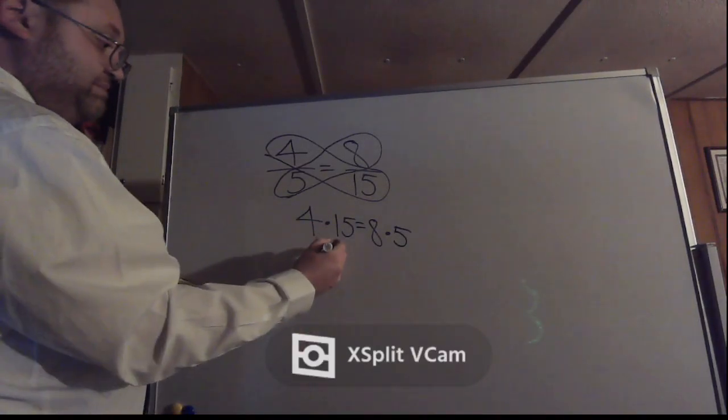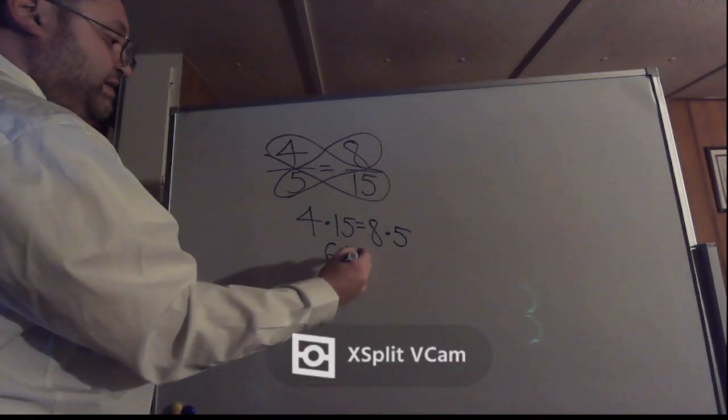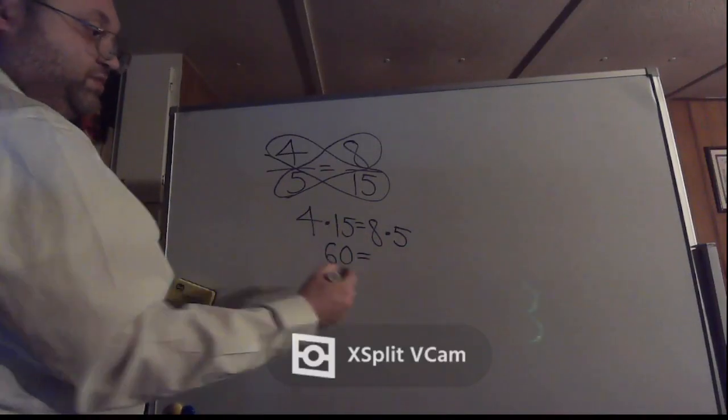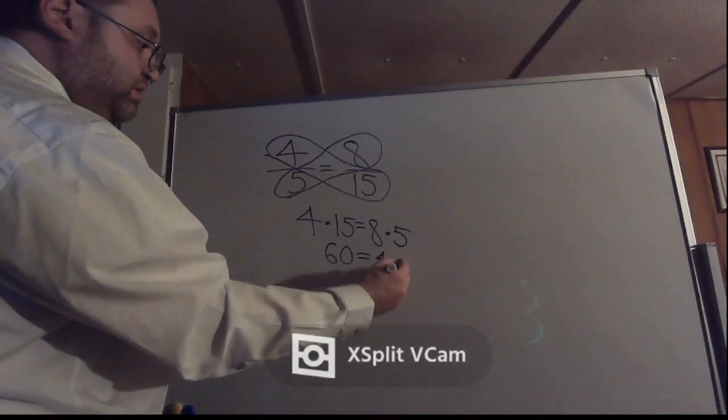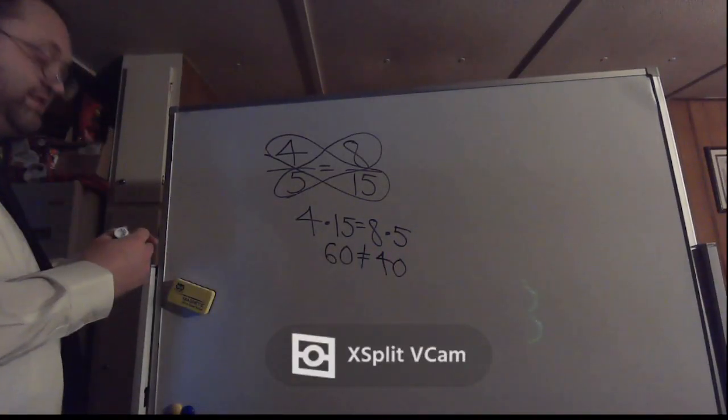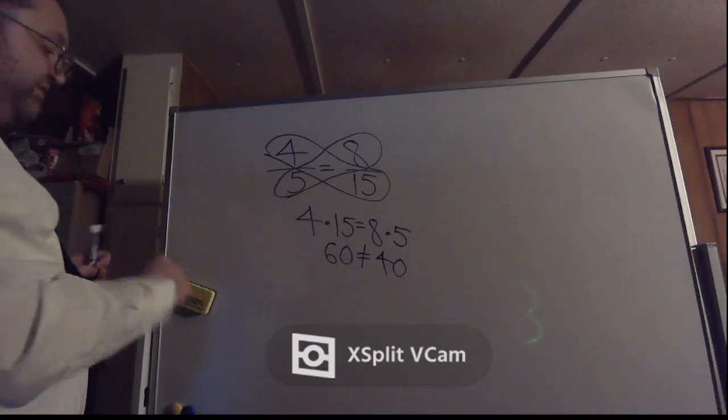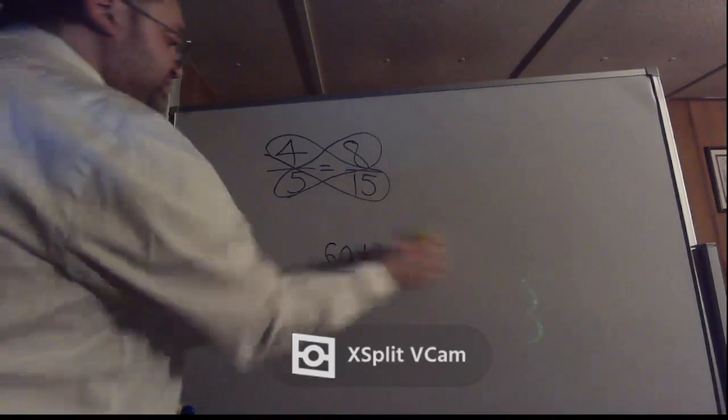Well, 15 times 4 is 60. Set that equal to what's on the right? 8 times 5, 40. Well, we know 60 does not equal 40, so 4/5 and 8/15 are not equal fractions.